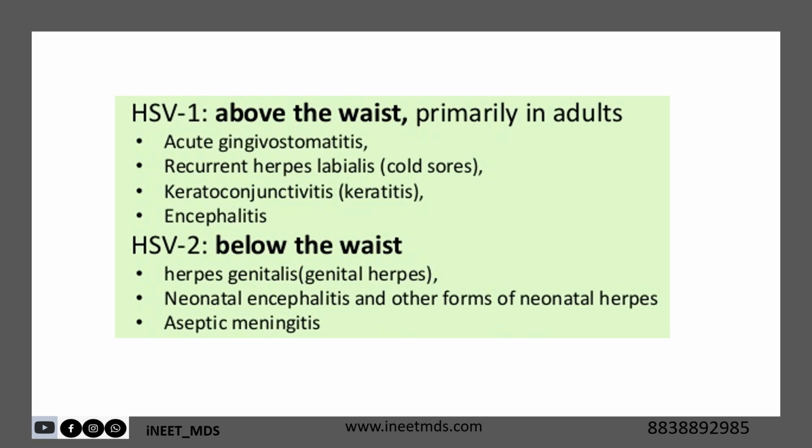So how you can group HSV1 and 2: the majority of the infections caused by herpes simplex above the waist are caused by HSV1, whereas below the waist it is HSV2. The most common infections caused by HSV1 include acute gingival stomatitis, herpes labialis, keratoconjunctivitis and encephalitis. For HSV2 we have herpes genitalis, then neonatal herpes, which is transmitted from the mother to the child, and then we have aseptic meningitis.